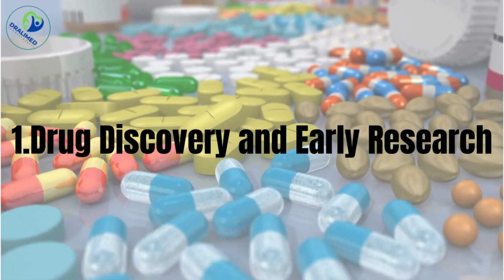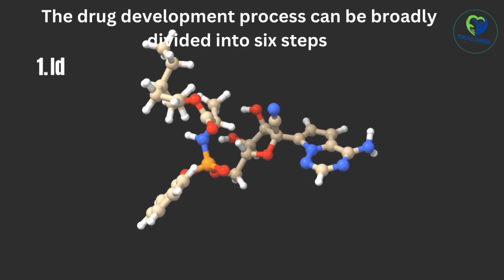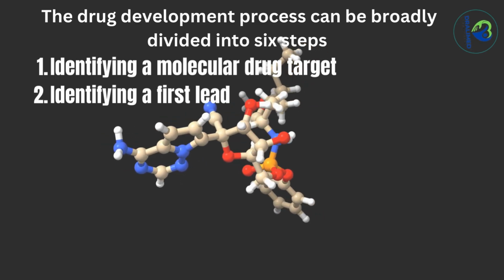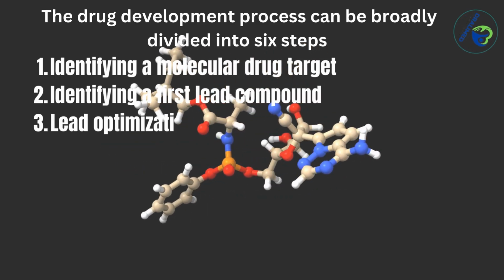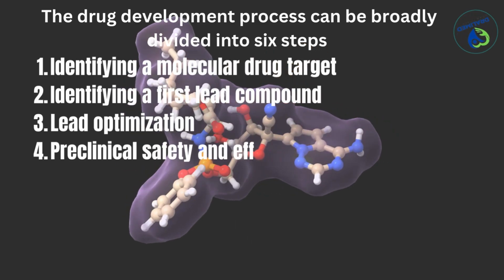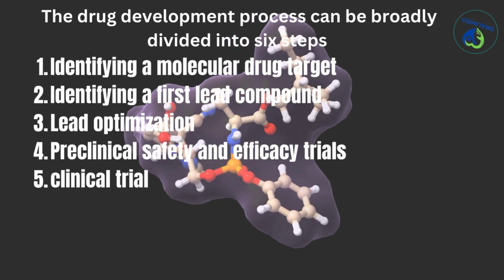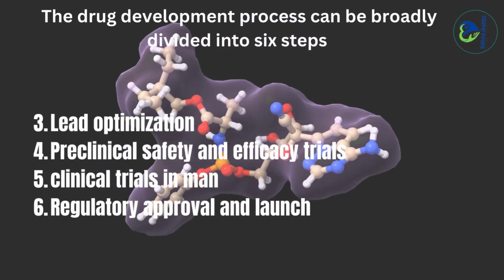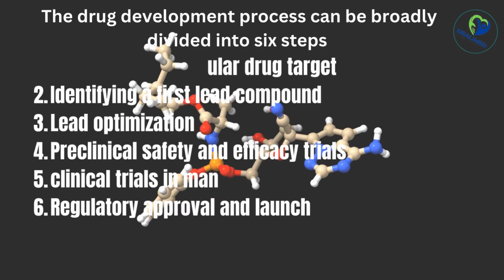Drug discovery and early research. The drug development process can be broadly divided into 6 steps. 1. Identifying a molecular drug target. 2. Identifying a first lead compound. 3. Lead optimization. 4. Preclinical safety and efficacy trials. 5. Clinical trials in man. And 6. Regulatory approval and launch.